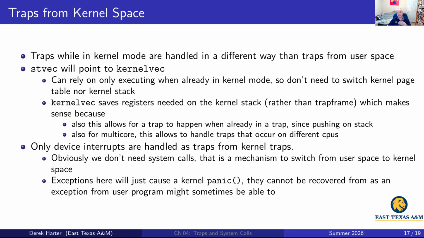So really, the only thing that's expected to happen are device interrupts when we're already in kernel mode. However we got into kernel mode, only device interrupts are what we normally expect, including timer interrupts, which are set up to be generated by the operating system. Obviously, we don't need system calls, so the kernel shouldn't be calling system calls. Other kinds of things usually are going to result in a panic. Okay, so that's it for our discussion about traps occurring when we're in kernel space.